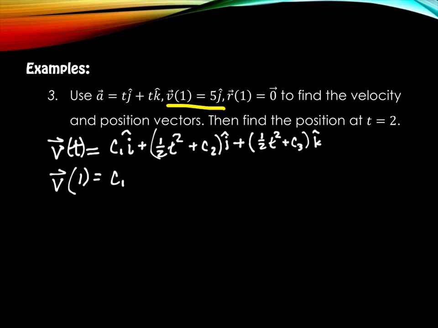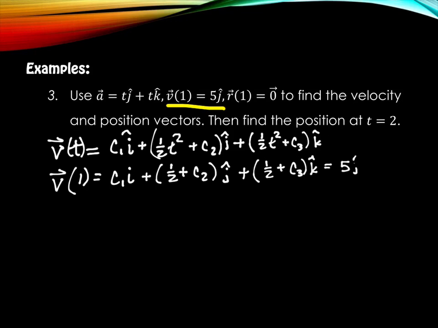So this is c1i plus, and we're putting a 1 in, so this is 1/2 plus c2j plus, and again, put the number 1 in. So 1 squared is 1 times my 1/2, so I'm getting a 1/2. Plus the c3k. And this is supposed to equal the vector 5j.